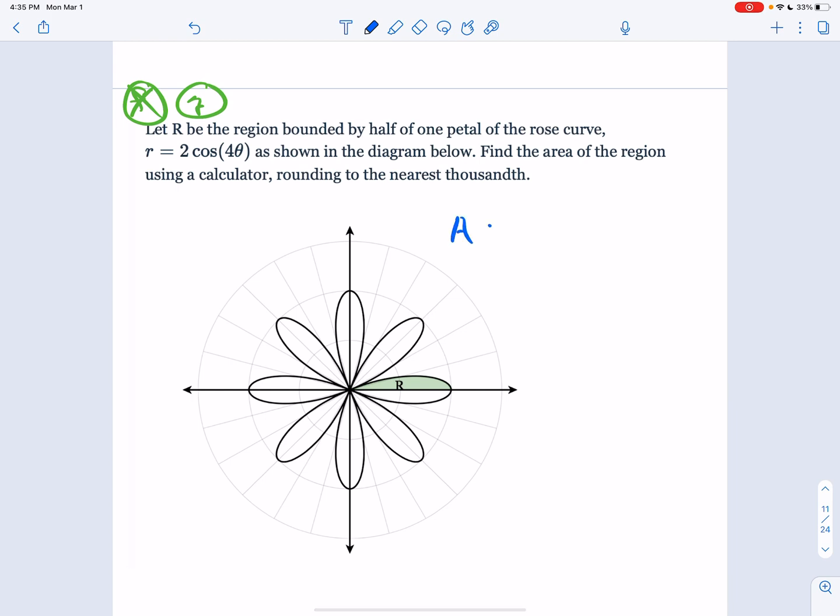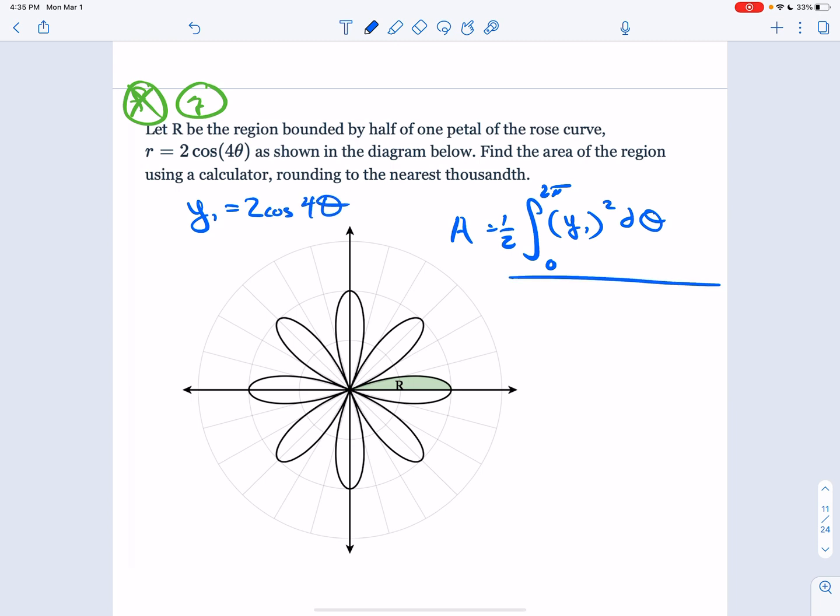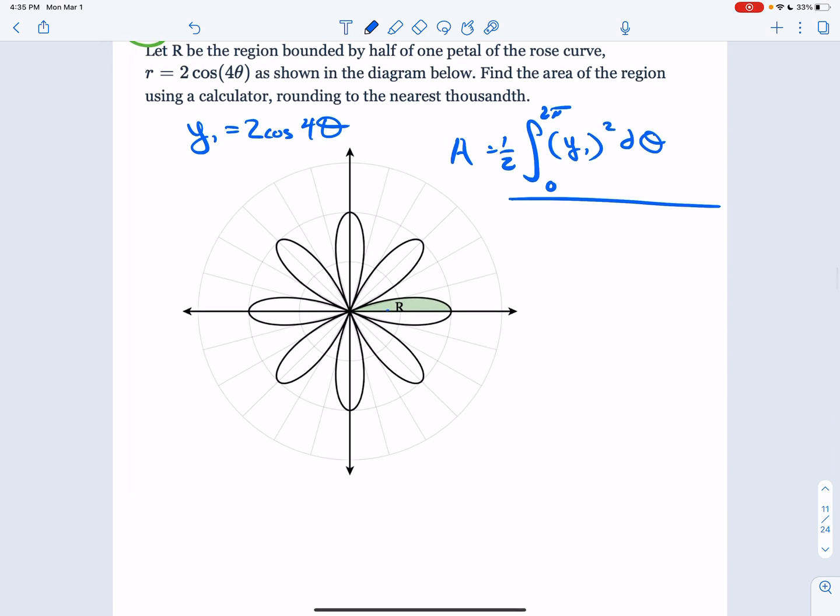Okay. Area equals 1/2, 0 to 2 pi because the 4 is even, of y1 squared d theta, where y1 represents 2 cosine 4 theta. Okay, and I'm going to divide this by, let's see, I have 1, 2, 3, 4, 5, 6, 7, 8 petals, but then I want to divide it by 2 again to get half a petal, so I'll divide this by 16. So the area here is going to be 1/32 of the integral from 0 to 2 pi of y1 squared d theta.